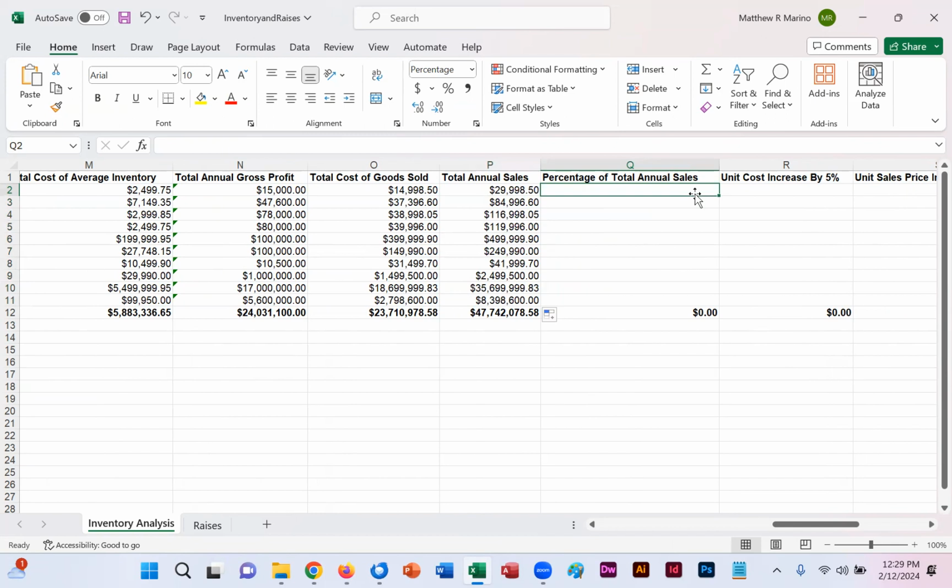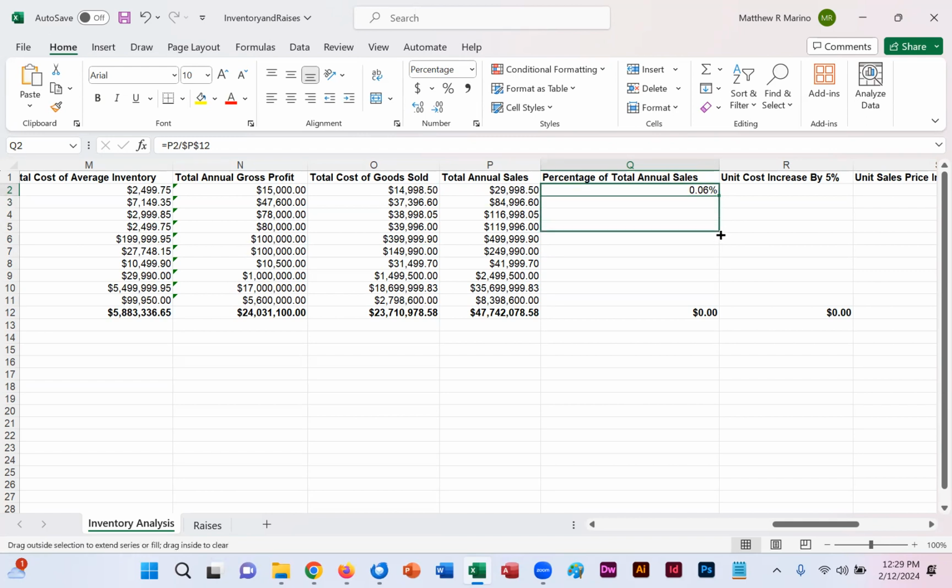Now, in column Q, we are asked to find the percentage of our total annual sales. We do that by taking each product's annual sales here and dividing it by the total. So for the first one, we do equals P2 divided by P12. However, the total annual sales never changes. So we make P12 an absolute. $ sign before P, $ sign before 12, and we get 6% there.